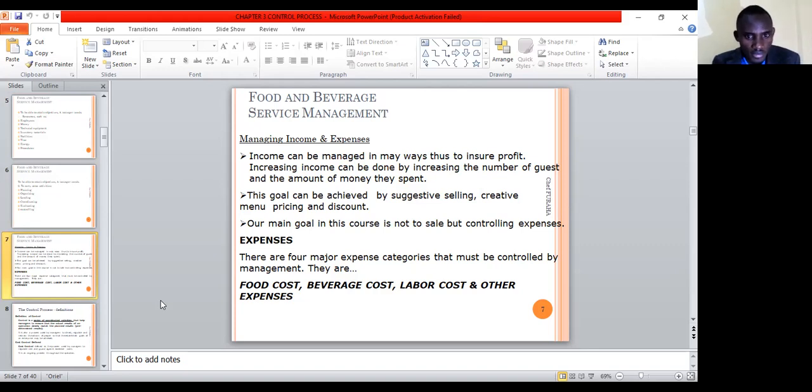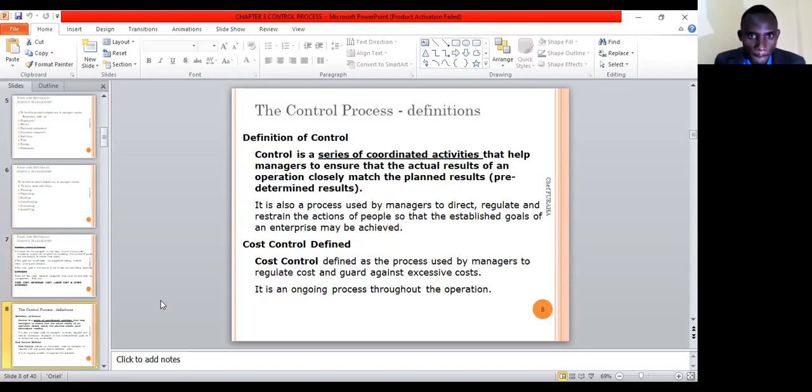So we have the four major expense categories: food cost, beverage cost, labor cost, and other expenses. These are the four categories of cost that we normally have in any food and beverage establishment or operation. When we say control, in other words, it is a series of coordinated activities. I have also given this definition because it is well detailed. It shows that control is not just one thing. It is a series of coordinated activities, or so many activities.